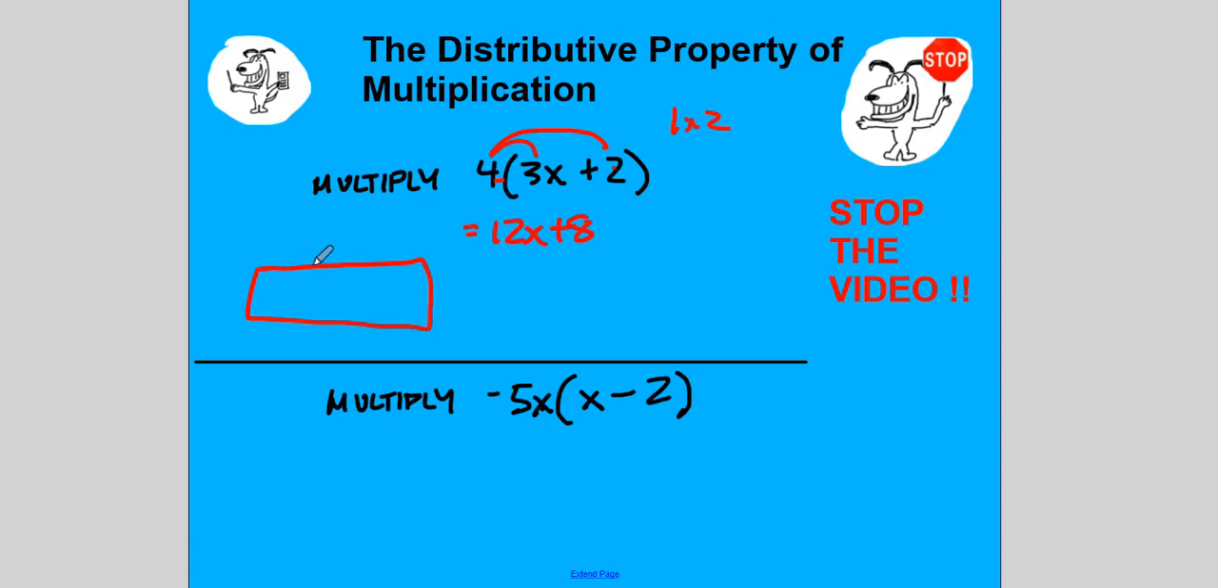You could make a box. That's 4, 3x plus 2. 3x times 4 is 12x. 4 times 2 is 8. So we get 12x plus 8.